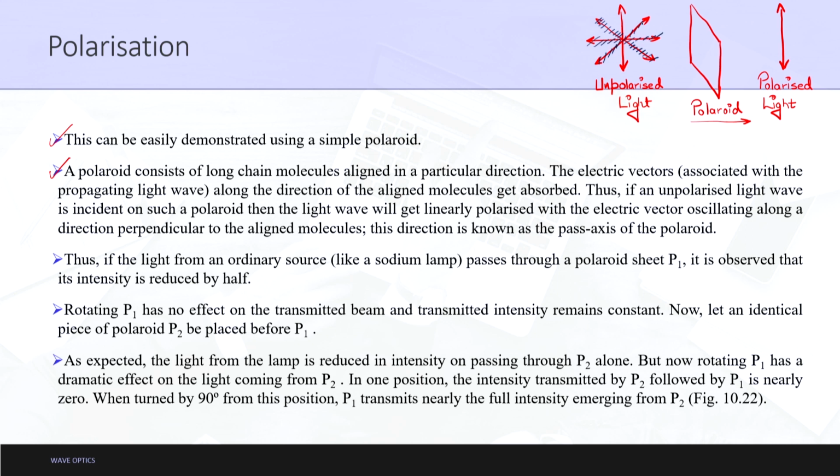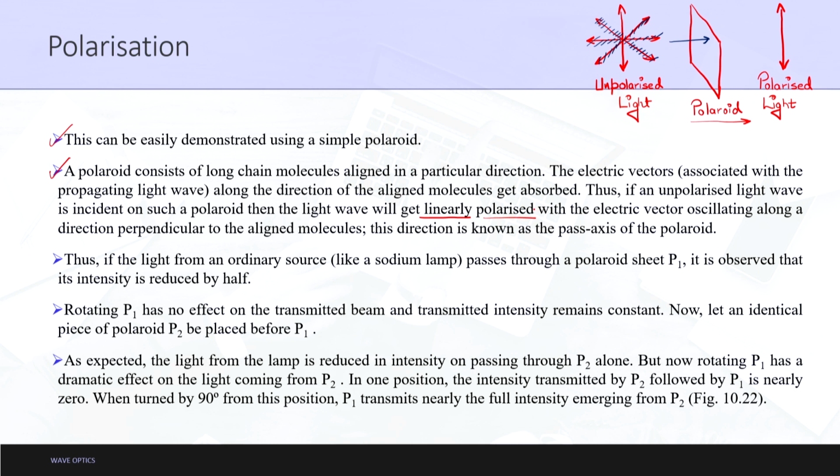So these signals are absorbed when we pass it through a Polaroid, and on passing, what remains is only in one direction. Okay. So the electric vectors associated with the propagating light wave along a direction of aligned molecules get absorbed. Thus if an unpolarized light wave is incident on such a Polaroid, then the light wave will get linearly polarized.